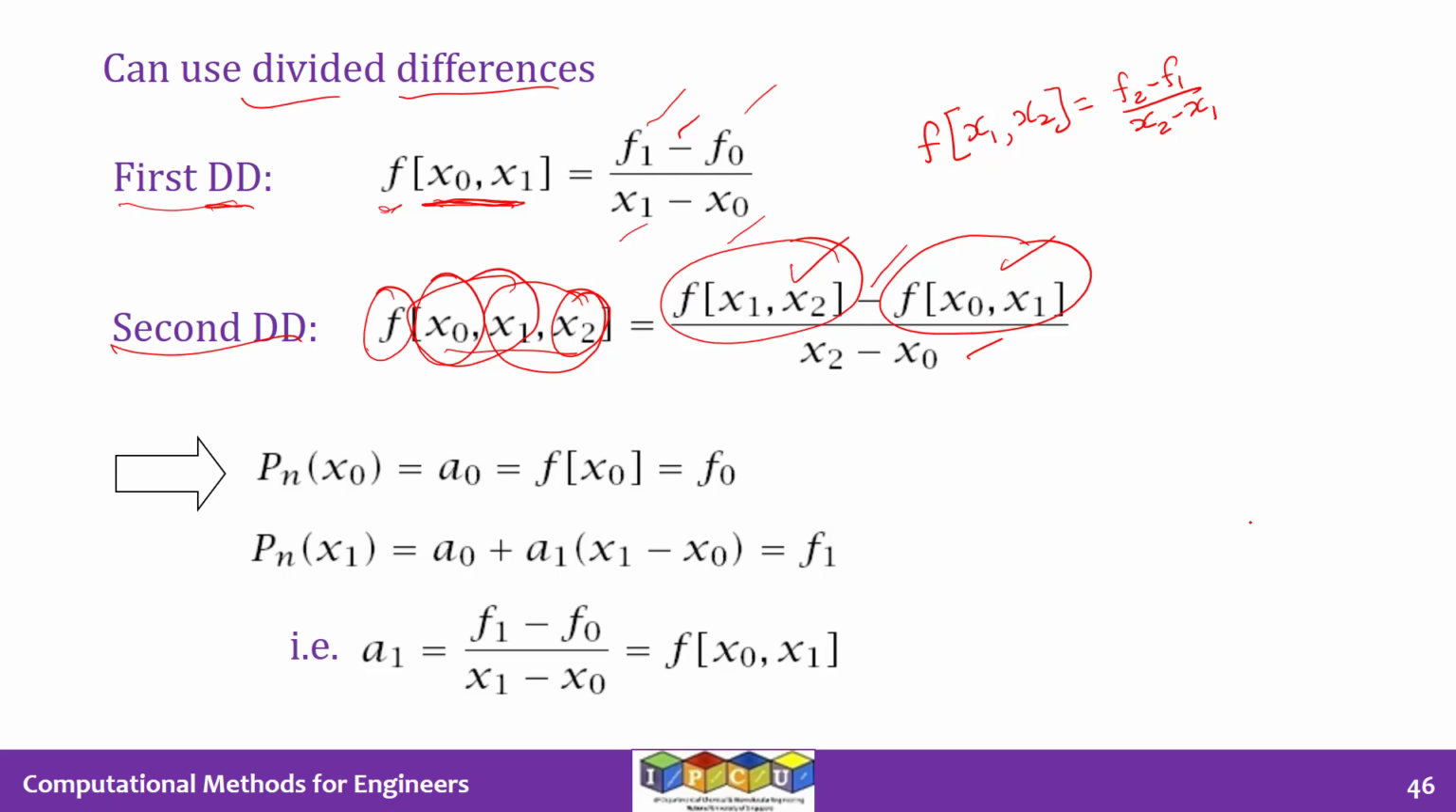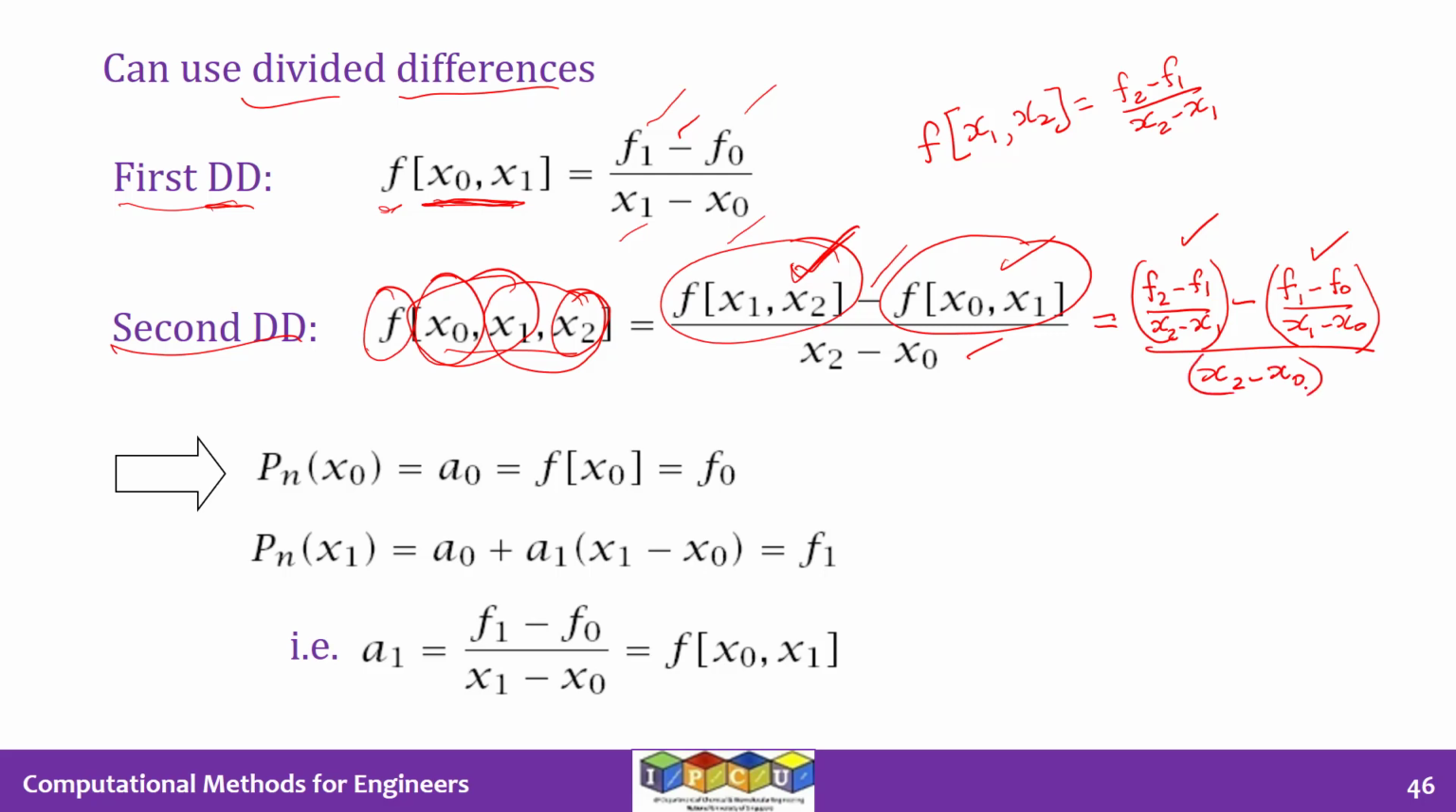So if I expand this second divided difference, what is f[x1, x2]? It is going to be (f2 minus f1) divided by (x2 minus x1). So that is this, minus what is f[x0, x1]? The first divided difference involving x0 and x1. It is going to be (f1 minus f0) divided by (x1 minus x0). So this is the first term. This is the second term. And then the whole thing should be divided by x2 minus x0.